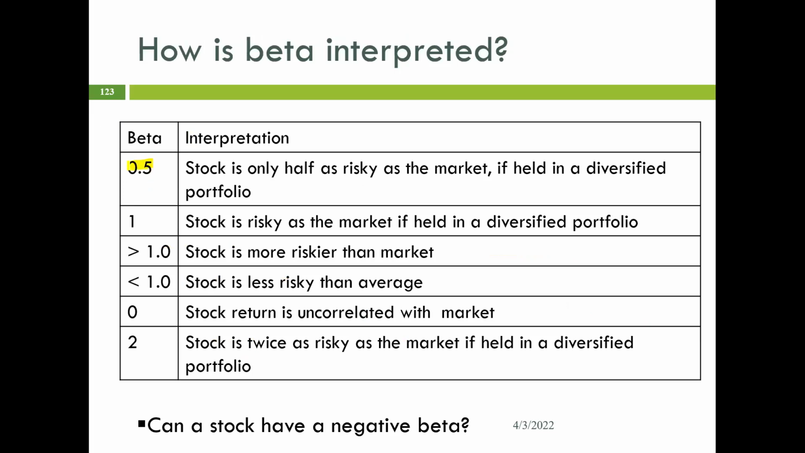If beta is 0.5, the stock is only half as risky as the market. Normally, the market portfolio beta is equal to 1. Theoretically, it is always equal to 1. So we interpret our stock's beta relative to that market portfolio. So when the beta is 0.5, it means that particular stock is only half as risky as the market portfolio, if held in a diversified portfolio.